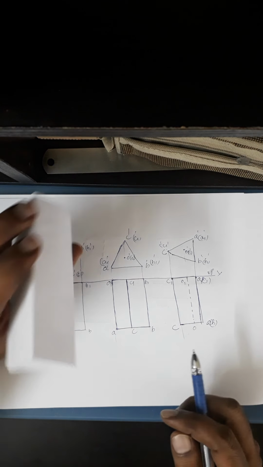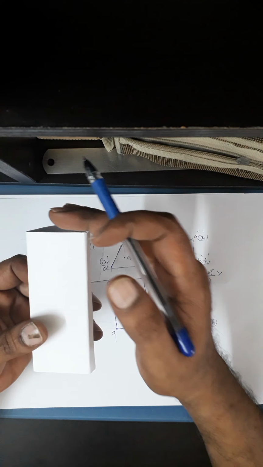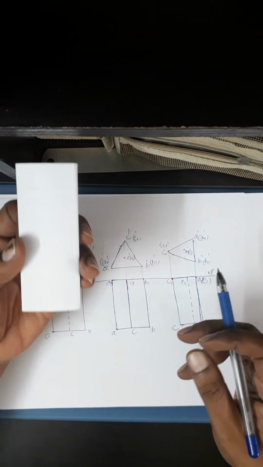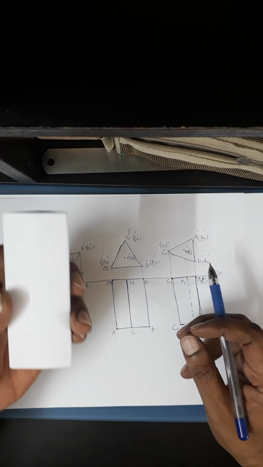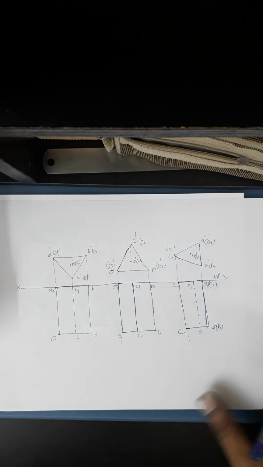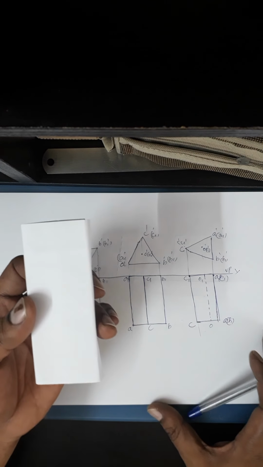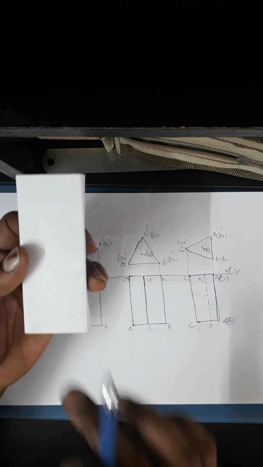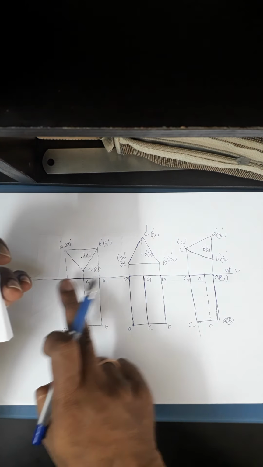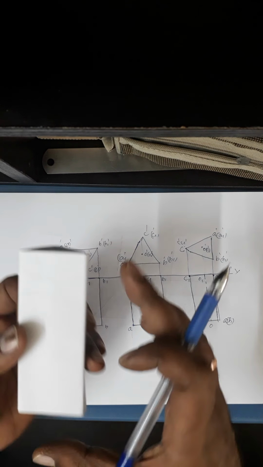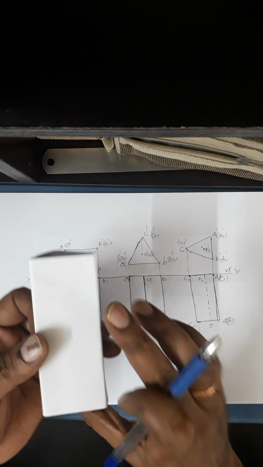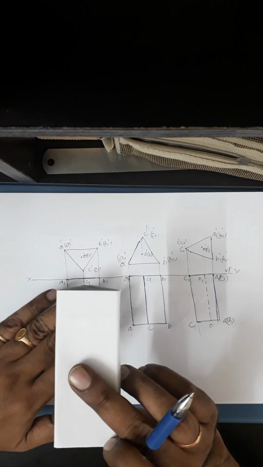Now this is in VP. If you take this as VP, this is the position where one of its end faces, that is the base, is in VP. In that position, how exactly does it look in the top and front? This is the top view, whereas in the front view you can just see that. This is VP, I'll just turn it for you.